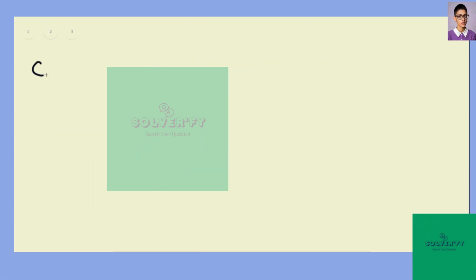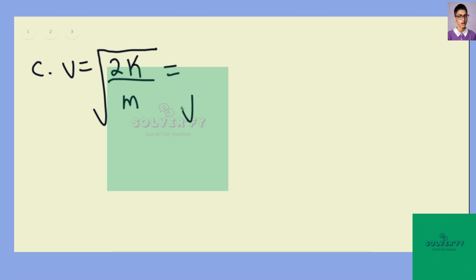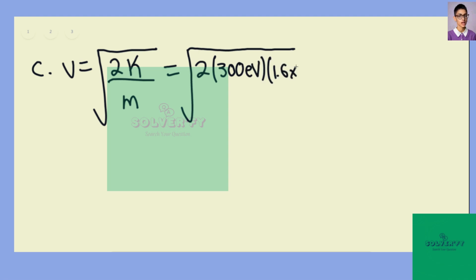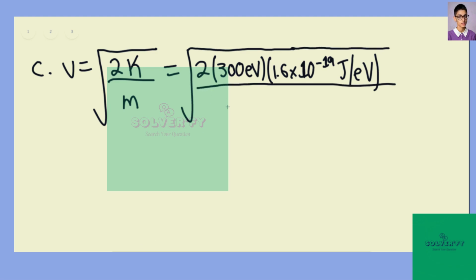For part C, we're going to find the speed of the electron, v. This would be equal to the square root of 2 times the kinetic energy divided by the mass of the electron. This would be equal to the square root of 2 times 300 electron volts multiplied by 1.6 times 10 to the negative 19th joules per electron volt. We're using that conversion again. And then this would be divided by the mass of the electron, 9.11 times 10 to the negative 31st kilograms.